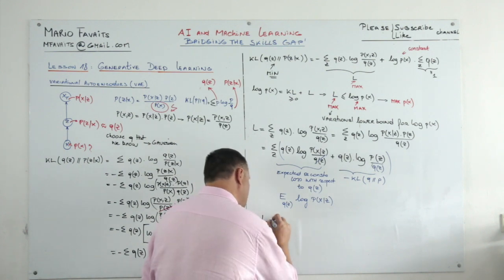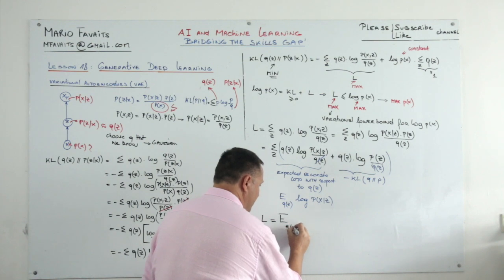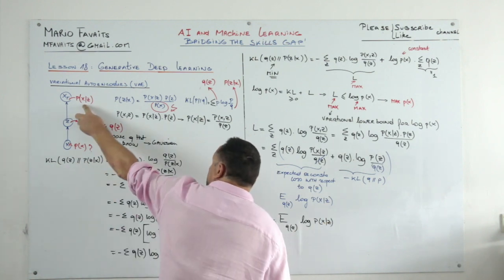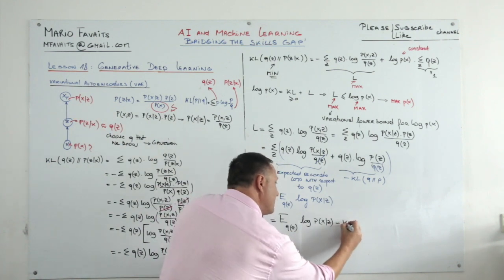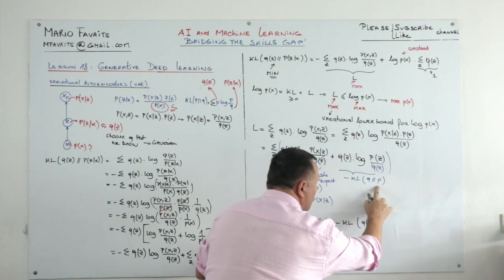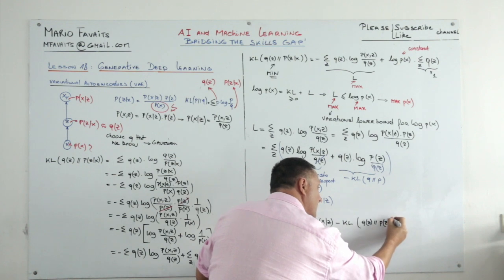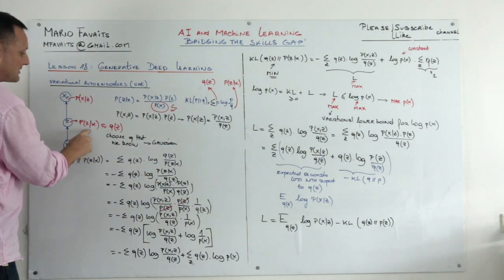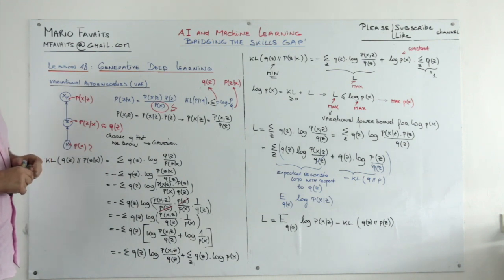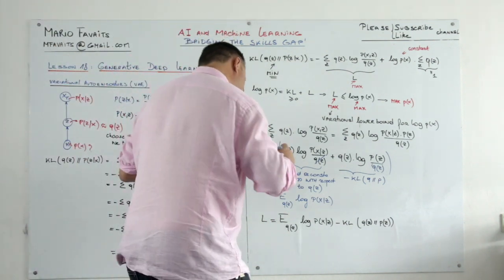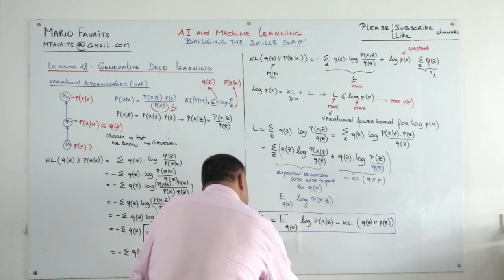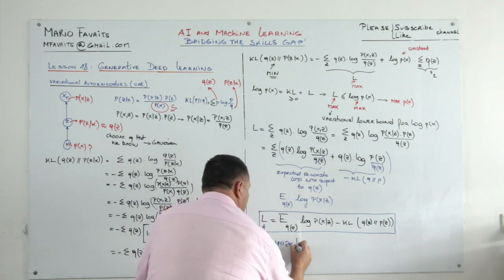So as a final formula, the lower bound equals the expected value over Q of Z of the log of the probability of X given Z, that's the reconstruction loss, minus KL of Q of Z and P. In our case, this is P of Z, so Q of Z should actually be as close as possible to P of Z. Now remember, P of Z is a prior. So this is the value for L, and we want to maximize.